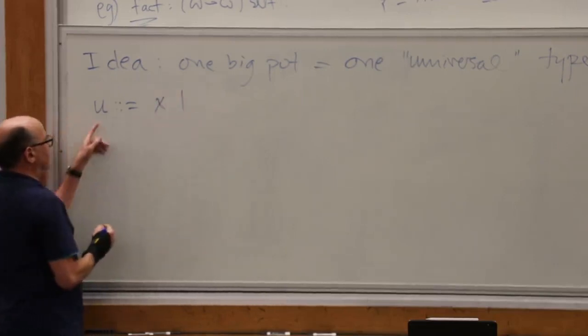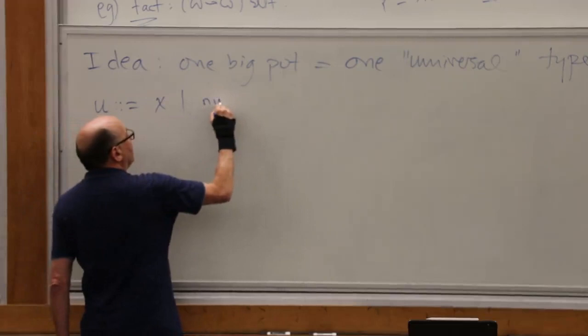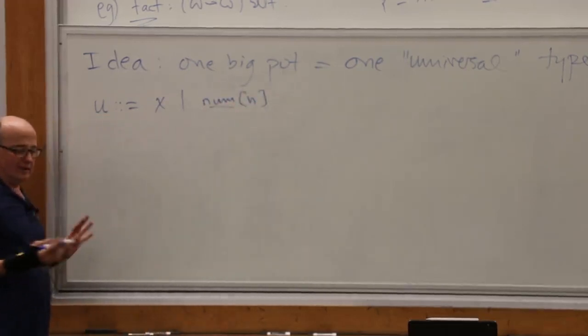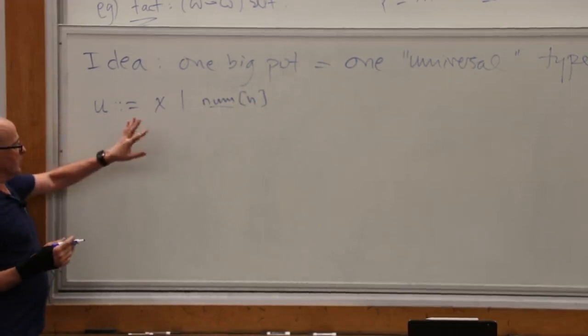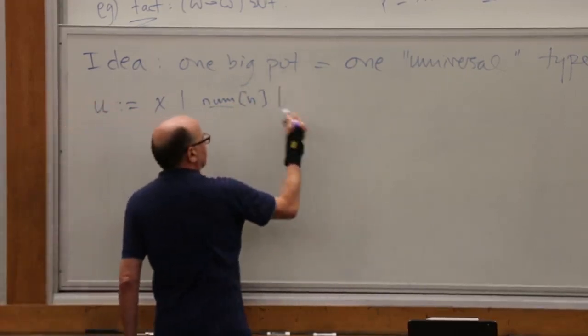But we're going to have some idea of what the untyped terms are. We're going to have something like the number n, which I don't know how to notate, like what the concrete syntax is, but I want to think of it like this. So we have some things like this.